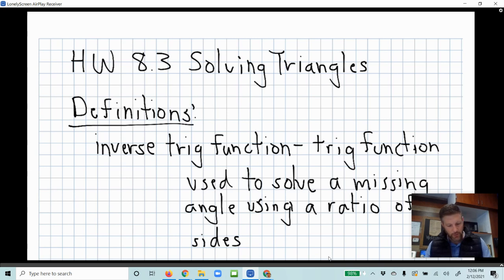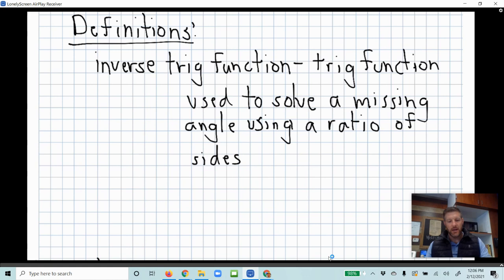So here we go. We only have one definition, and that is this thing called an inverse trig function. It's a trig function used to solve a missing angle. So that's the key thing. You're missing the angle, and you find that missing angle using a ratio of the sides. In other words, you're going to use an inverse trig function when you know the sides, but you don't know the angle.